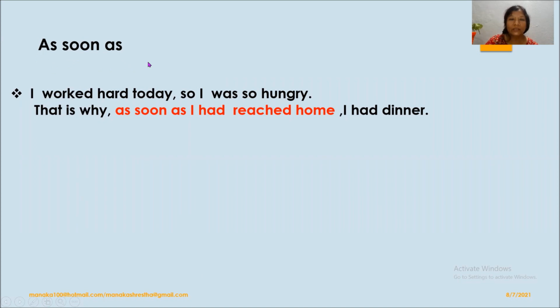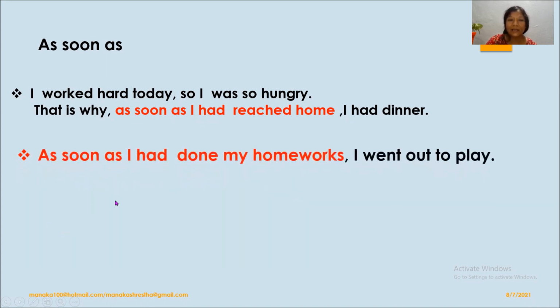By using as soon as also, we can use past perfect tense. For example, I worked hard today, so I was so hungry. That is why as soon as I had reached home, I had dinner. Here, as soon as goes with past perfect tense, okay? The sentence is in past perfect tense here, and the next sentence, had dinner, is simple past form, okay? So this is the first action and this is the second action.